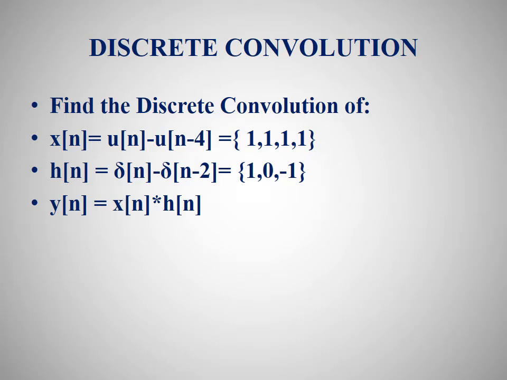So the convolution states y of n is going to be equal to x of n convolution h of n. This is given by the formula y of n is going to be equal to the summation from k equal to minus infinity to plus infinity of x of k into h of n minus k. We have already seen that k is a dummy variable and n minus k is the shift that is introduced. So let us go on to see how this could be implemented.